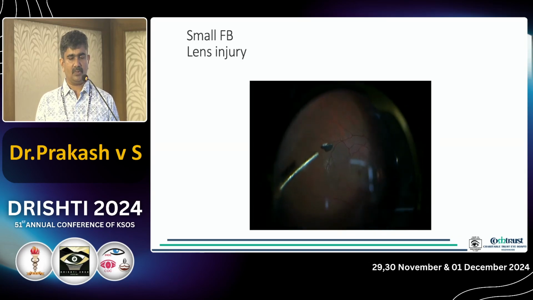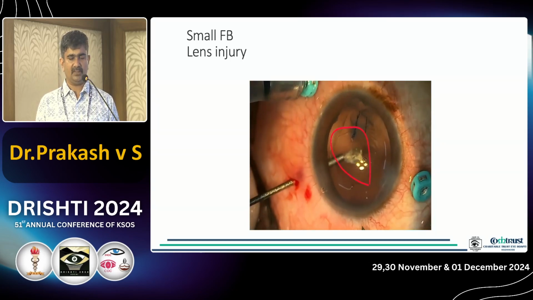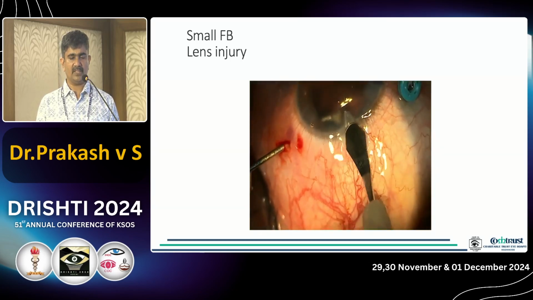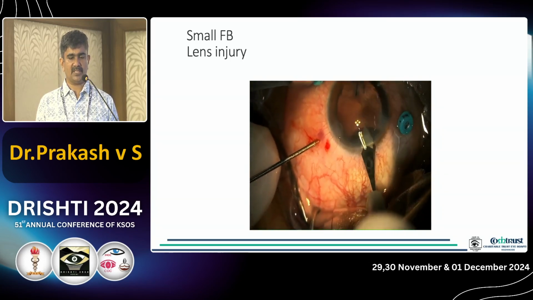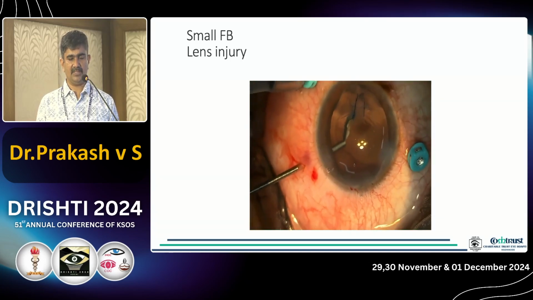So here, most of the time I take it with a forceps so that there is no slippage. Here the foreign body is picked up with a 25 gauge magnet. Then it is brought through the same PC rent through which it has gone inside. It is brought into the AC.